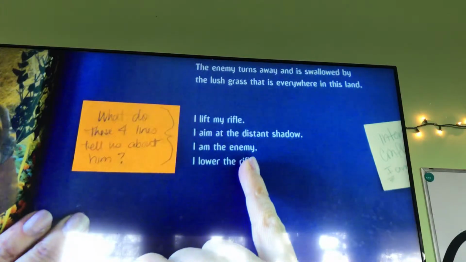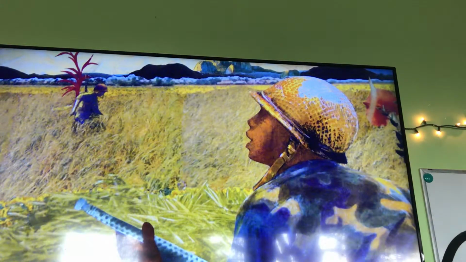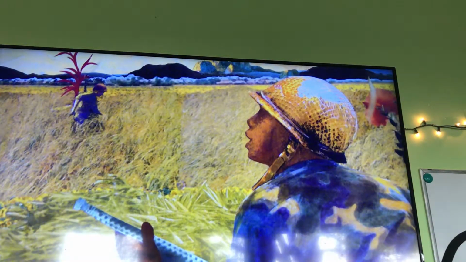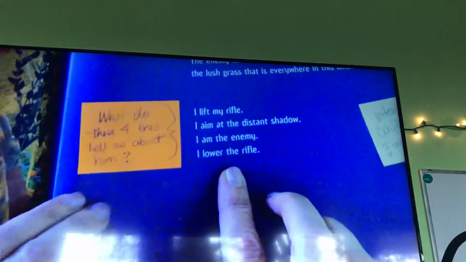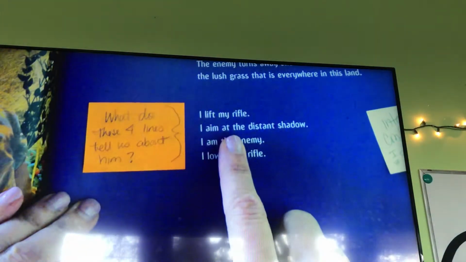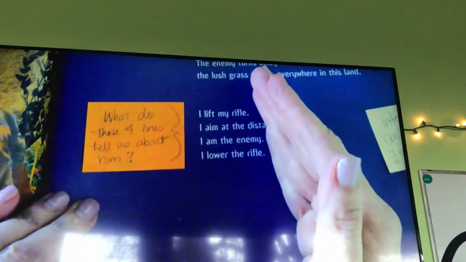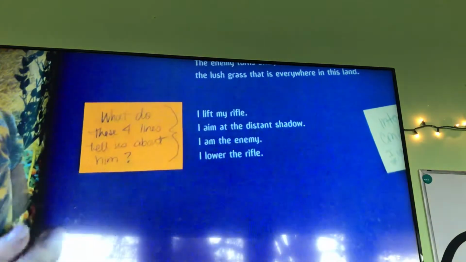He could shoot that soldier in the back. He could shoot him as he runs away. The other guy's just running. He's right there. But then he realizes, I am the enemy, and doesn't want to be the enemy. And he lowers his rifle. That tells us a lot about him. And it's got the external conflict of what happened and how he responded to it that lets us know, and also his internal conflict.